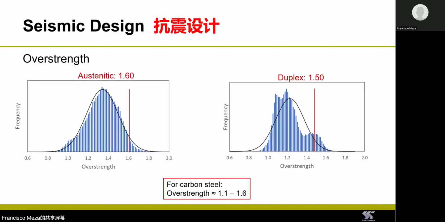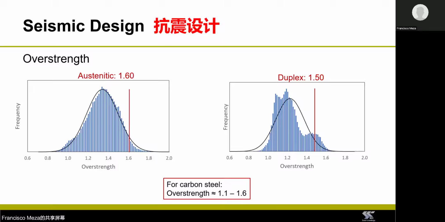In this figure, you can see the overstrength values we measured for a large number of austenitic and duplex stainless steel alloys. And you can see that the overstrength factor is generally larger than 1, which is what you would expect, because you wouldn't like the actual strength of the steel to be lower than the value you use in design. Now, for seismic design, you also wouldn't like the actual strength of the steel to be too much higher than the nominal strength, because that could affect the way the structure dissipates energy.